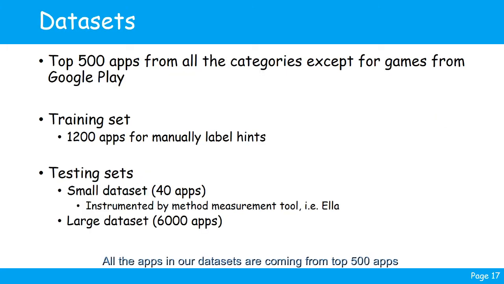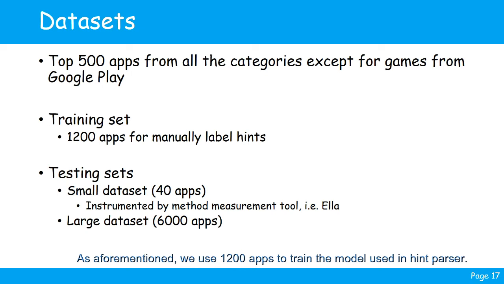All the apps in our datasets come from the top 500 apps in each category from Google Play, except for game apps. The reason is that gaming apps commonly use figures to illustrate notifications, and most of their content is presented in the form of images.